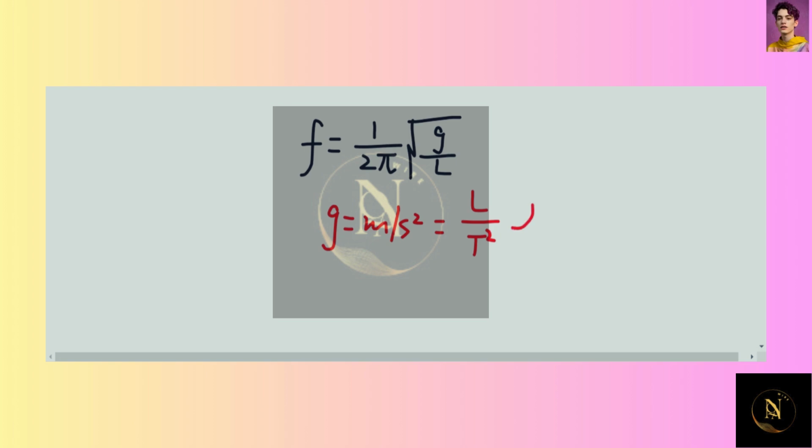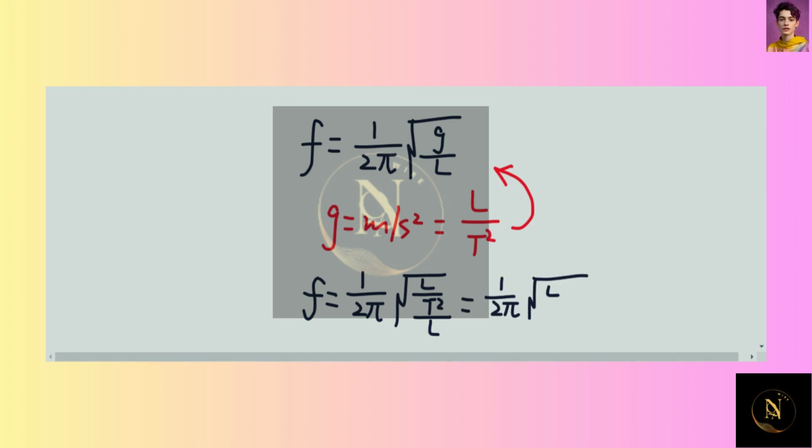So if we plug back into the equation, we'll have frequency is equal to 1 over 2 pi times square root of L over t squared and then over L, which will give us 1 over 2 pi times square root of L over t squared times 1 over L. As you can tell, L and L can be cancelled out. So therefore, we have frequency is equal to 1 over 2 pi, square root, not square root, my bad, just simply 1 over t.